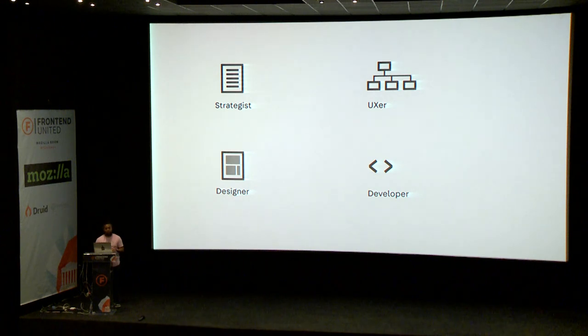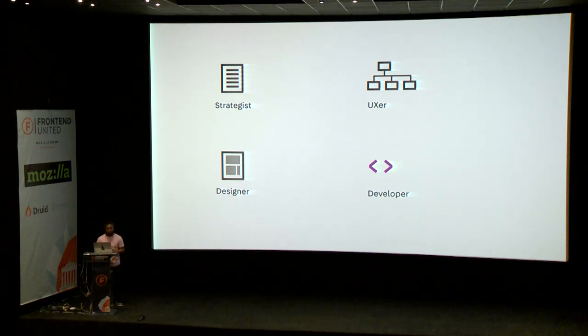If you think about the common artifacts that we make for our work, strategists writing documents, UXers making diagrams, designers making comps, developers writing code. Which one of these people actually work on the software? It's just one. It's the developer that's mostly working on software. Everybody else works on documentation.